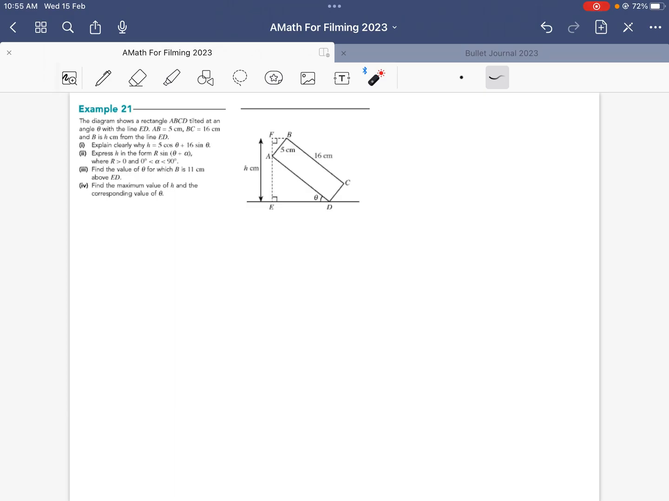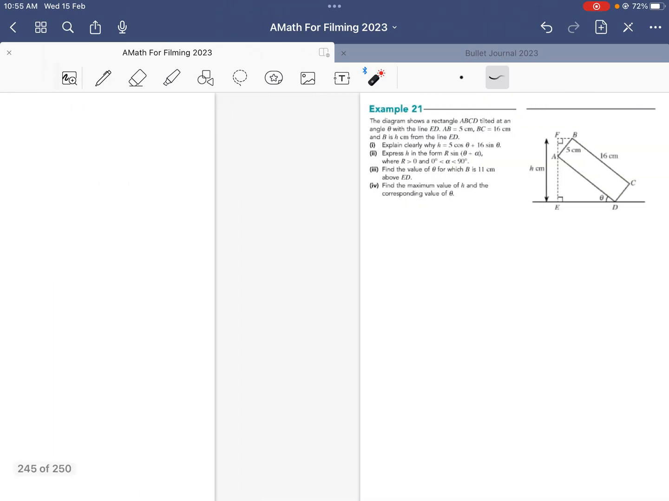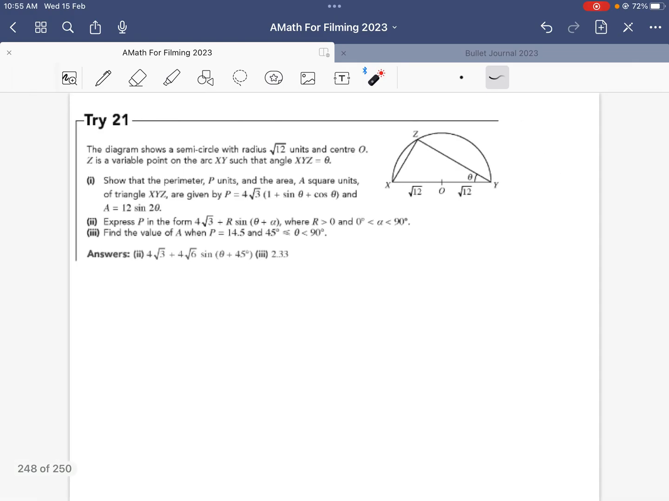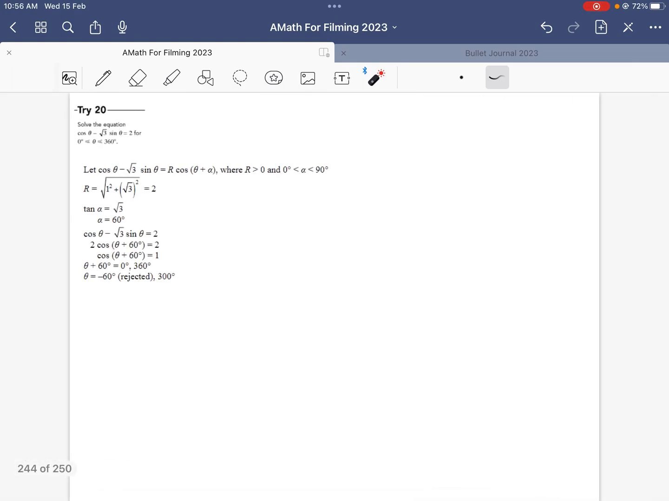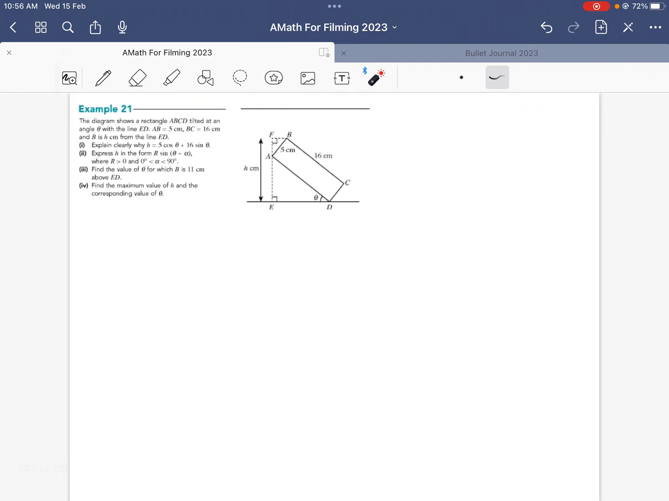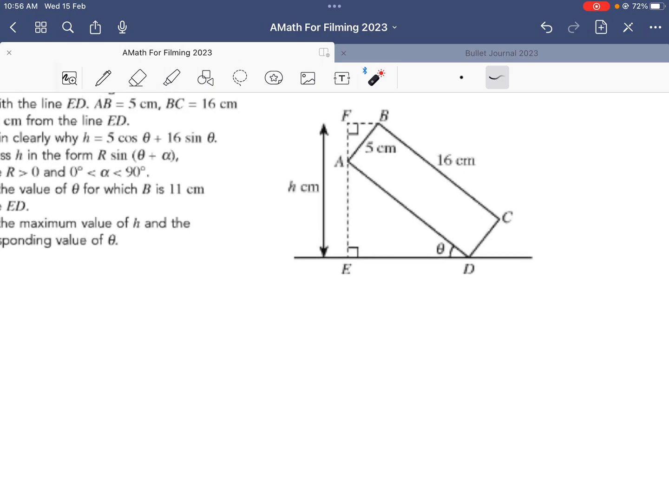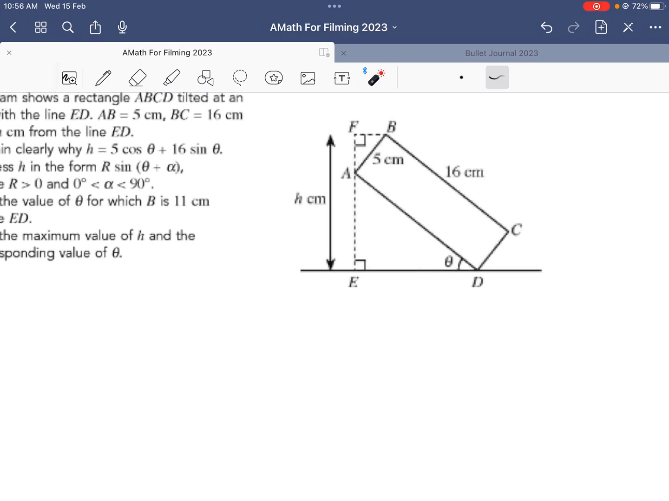Example 21 talks about how we can apply this formula, what I call the R formula, to solve certain questions. So in example 21, explain why h equals 5 cosine theta plus 16 sine theta. So what is h? h is this length over here. So basically h equals FA plus AE.